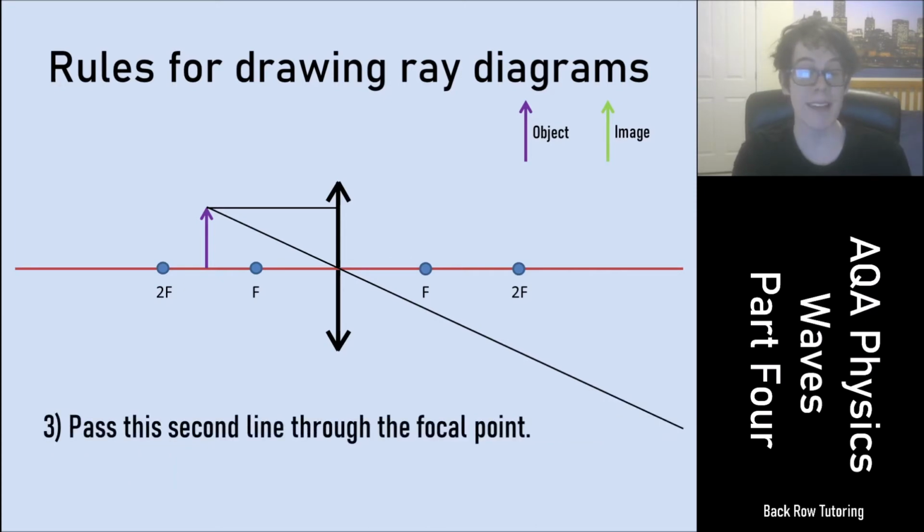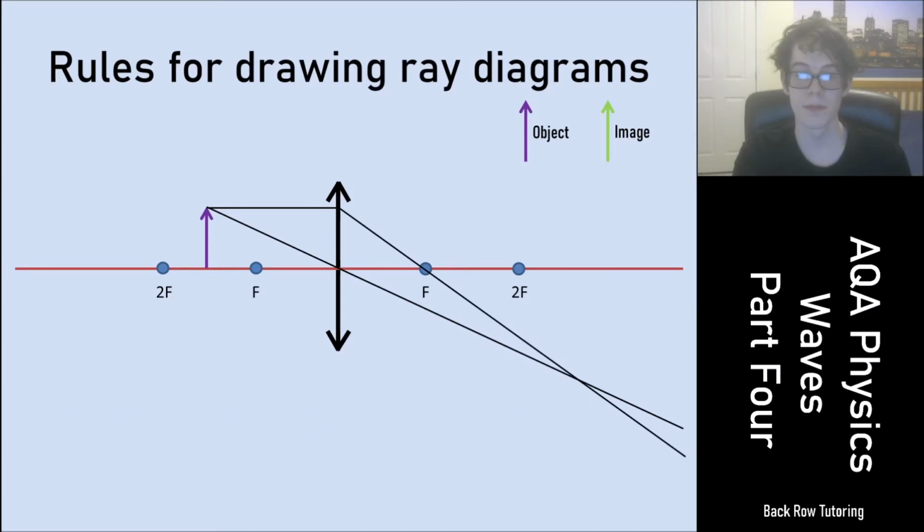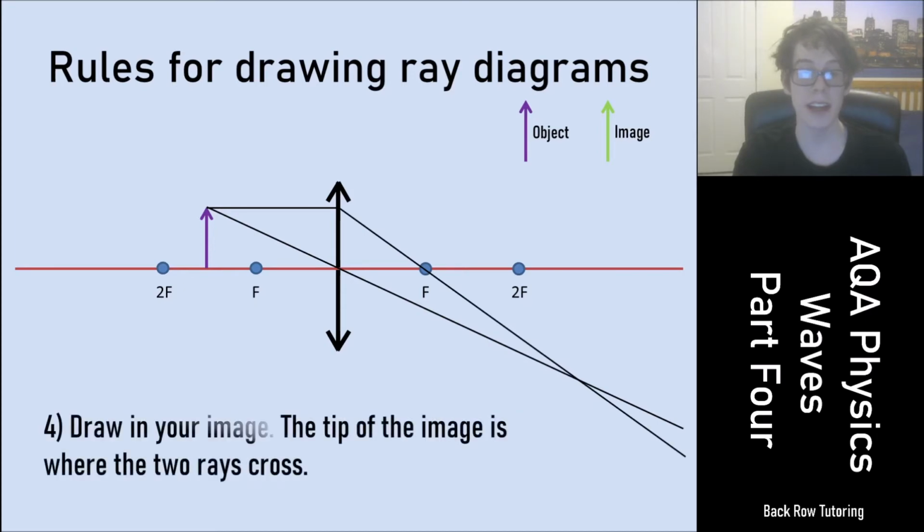Next, we're going to pass this second line through the focal point. And finally, we're going to draw in our image. The tip of the image is where the two rays cross.